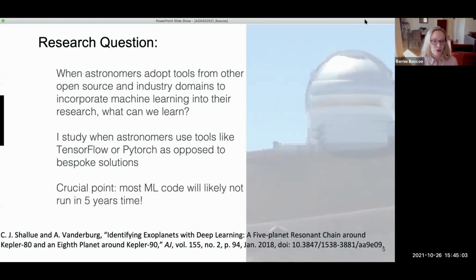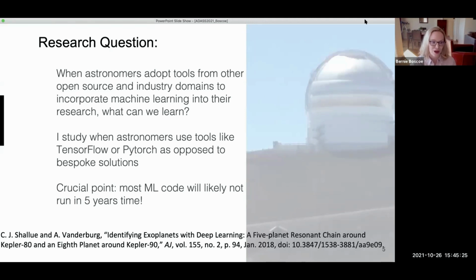And so this crucial point is something that I've seen and lived and realized over the years, is that most of this machine learning code and these infrastructures and tools, most of anything that you would build now, will likely not run in 5 years' time. And our team has done this.